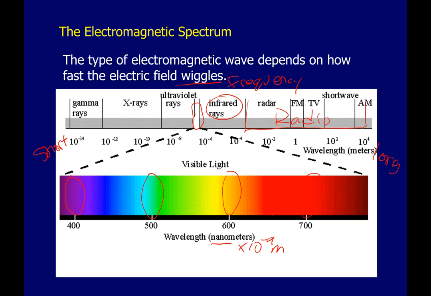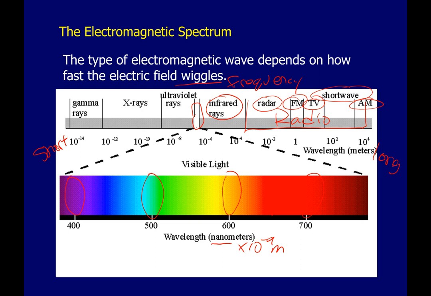These are all types of radio waves. Radar, FM radio, TV signals, shortwave radio, and AM stations. Those are all types of radio waves. And they are the longest types of electromagnetic waves.